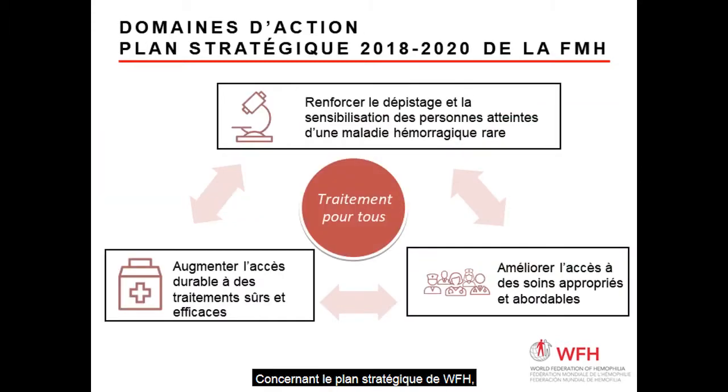As to the WFH strategic plan, as you all know, we currently have the 2018-2020 strategic plan, and we have identified 3 main strategic priorities for us to focus on for the next 2 years. These are to improve outreach and diagnosis of people with bleeding disorders, to increase access to sustainable and safe therapies, and to increase access to adequate and affordable care.